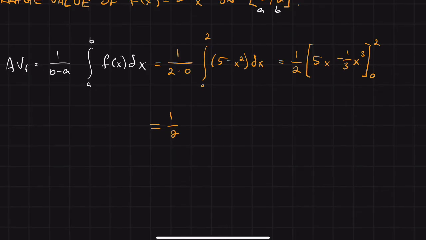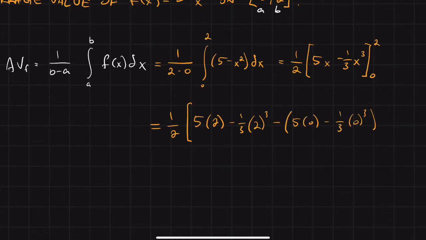Next step is we want to plug in those boundaries. I'm still keeping that 1/2 coefficient out front. Start by plugging in the upper boundary into all the x's. That would give us 5 times 2 minus 1/3 times 2 cubed. And then you want to subtract and plug in the bottom boundary into all the x's. Be sure to put a parentheses around everything where you plug in the bottom boundary. You want to make sure that you're subtracting everywhere that got that bottom boundary.